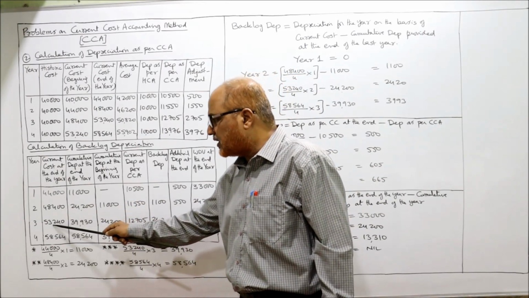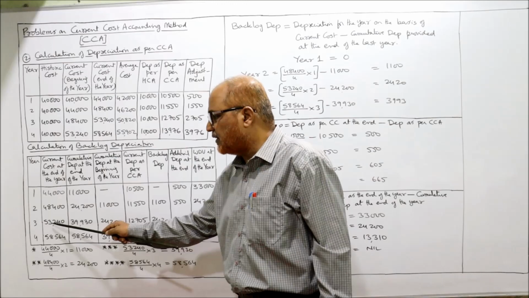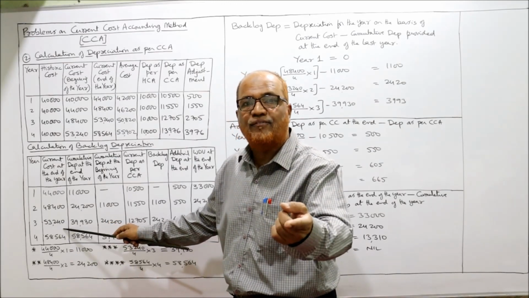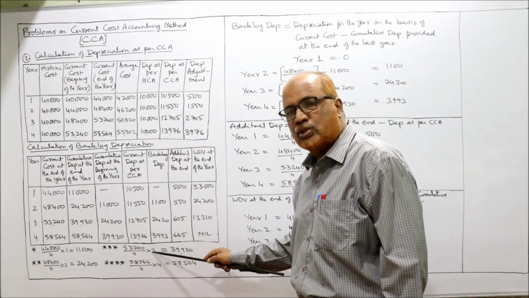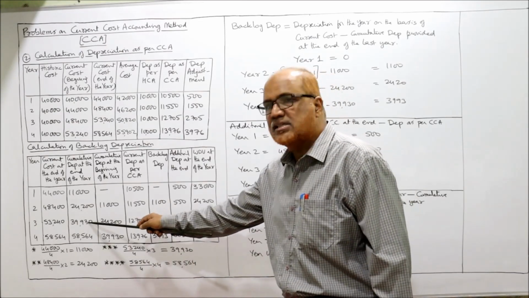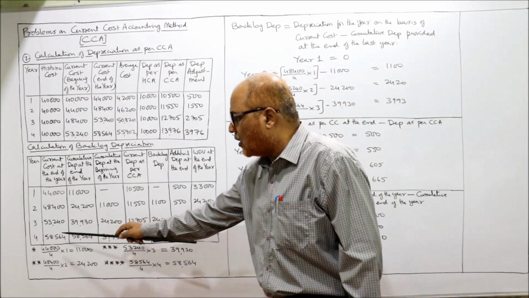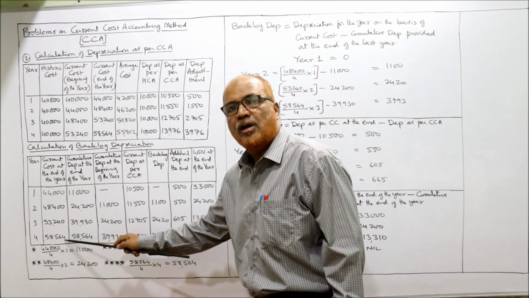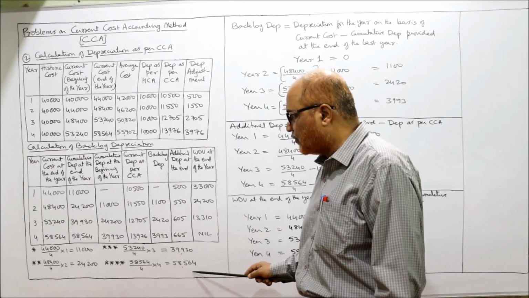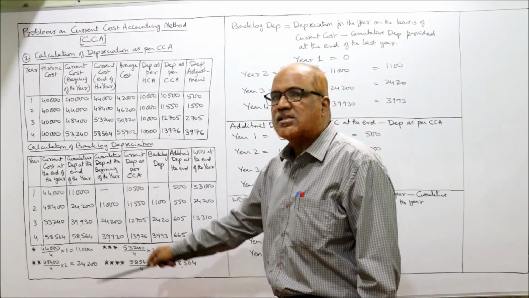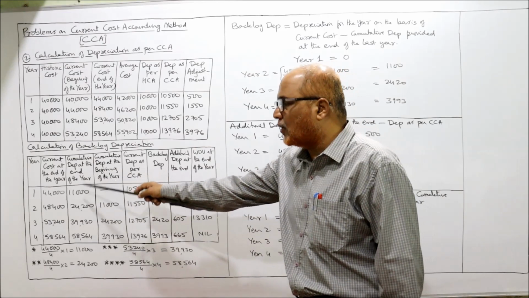24,200. Similarly, 53,240. 53,240 divided by 4 into 3. You will get 39,930. This is the cumulative depreciation. Now 54,564 divided by 4 into 4. You will get the same amount, 54,564. This is the cumulative depreciation at the end of the year.